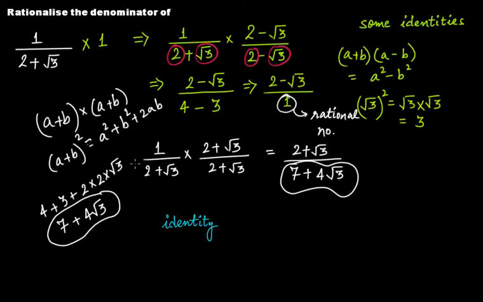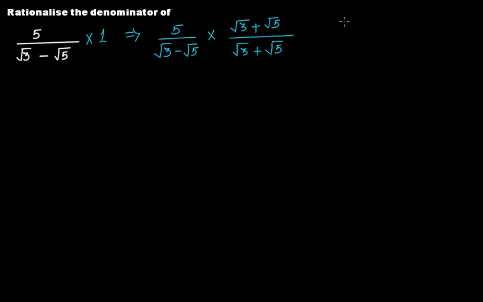Same thing we did here. Here it was 2 plus root 3. That is why we multiplied it by 2 minus root 3, so that you get a number of this form. This b squared would help you to get rid of this square root. Same thing is here. Now it is of the form a minus b multiplied by a plus b, that is actually nothing else but a plus b multiplied by a minus b, which is equal to a squared minus b squared.